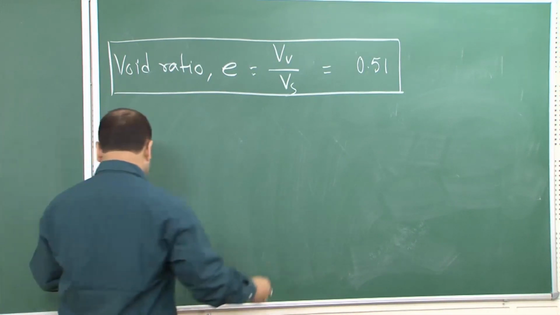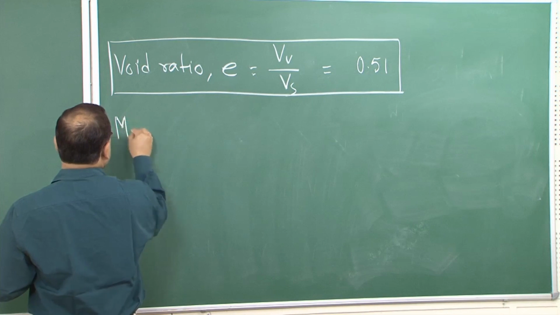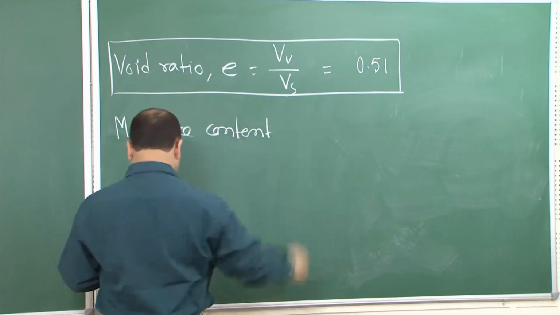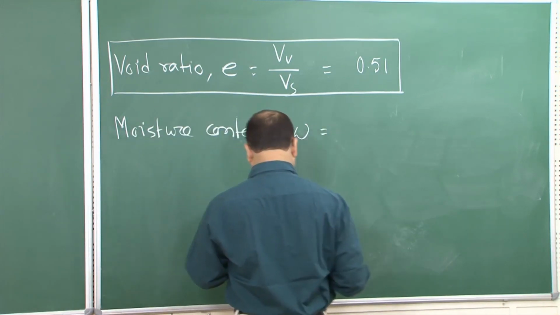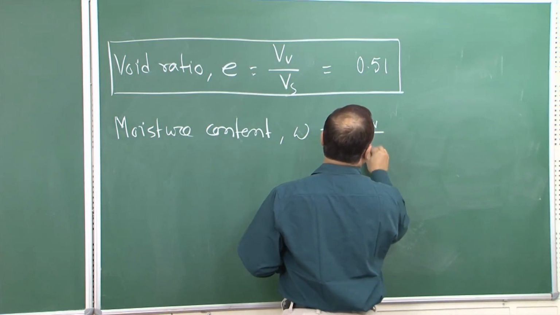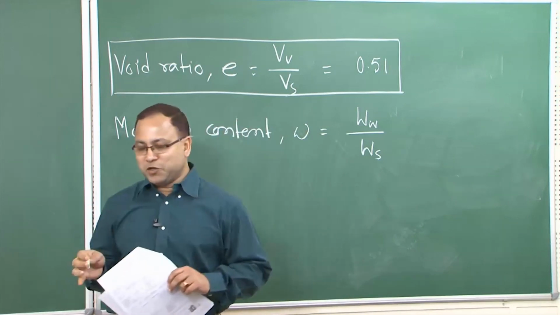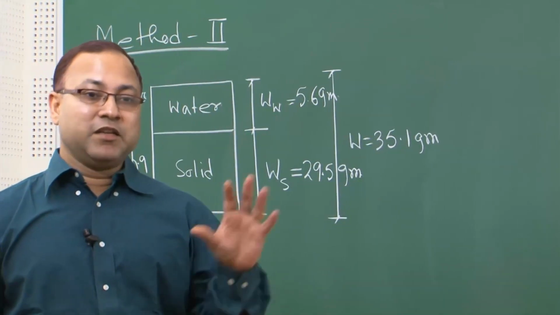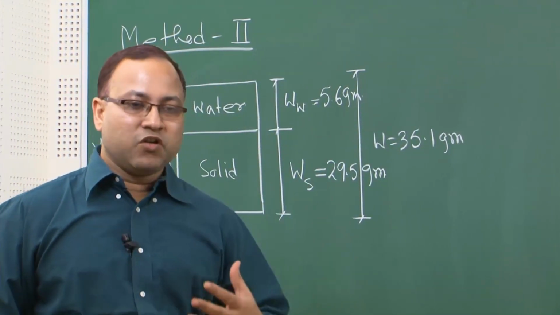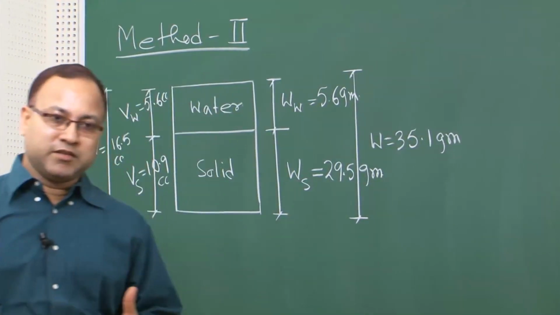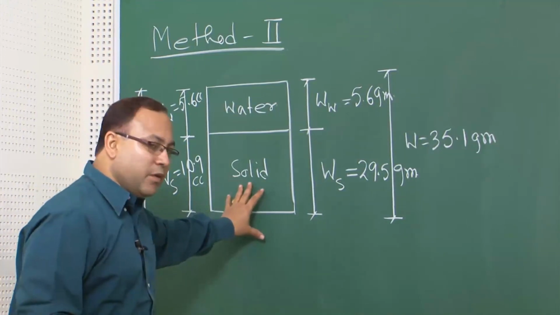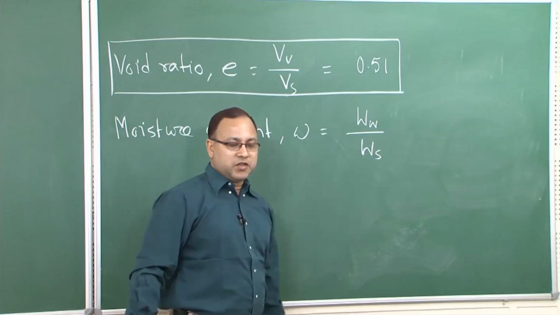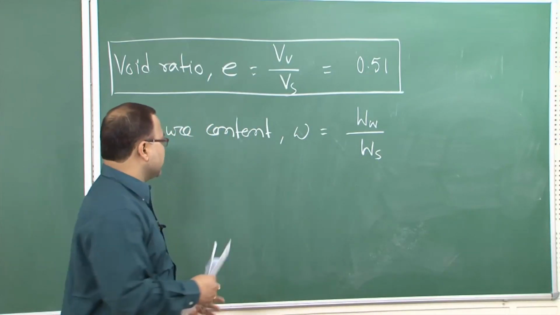Okay. So, therefore, the moisture content is given by small w is equal to WW by WS, very simple. So, basically in method 2 you need not remember the relations we saw in the last lecture, the relations of e or moisture content, because you are coming from the basics, from the phase diagram. You need to know only the simple, fundamental definitions.